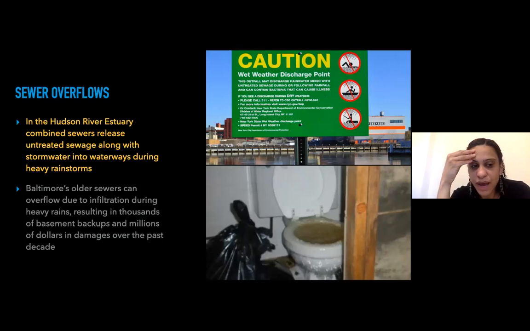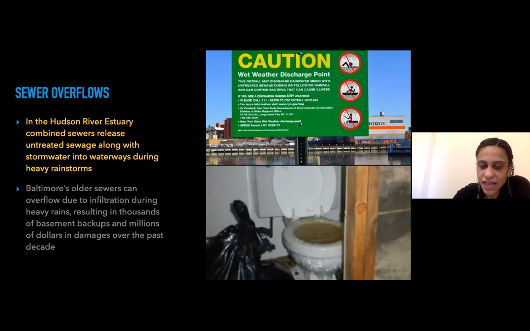So for example, I'm primarily going to be talking about flooding, but the same types of exceedances, when our storm sewer systems and our sanitary sewer systems are overwhelmed, contribute to a lot of the water quality issues that we're concerned with in the Hudson River Estuary. So obviously in this region, we have quite a lot of combined sewers, which release untreated sewage along with stormwater into waterways during heavy rainstorms. But even in some of the cities that we studied where there are separate sewer systems, this type of overwhelming of our stormwater and sewer infrastructure together can cause water quality issues.